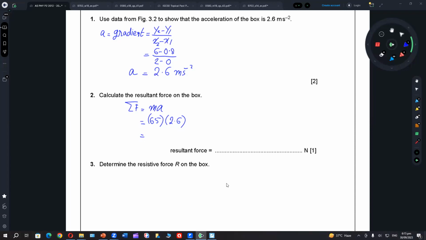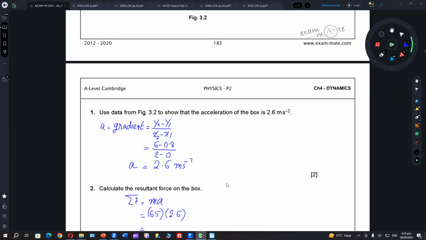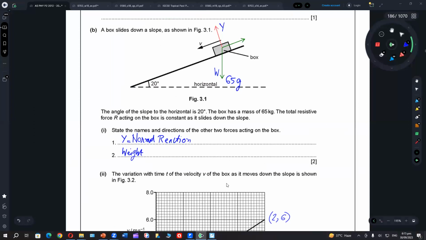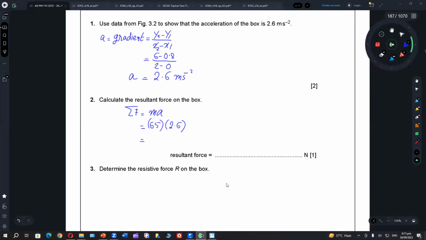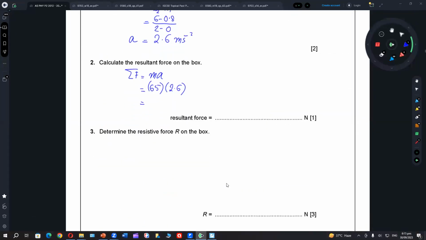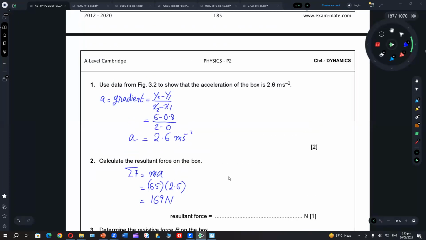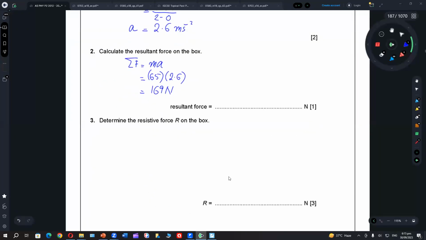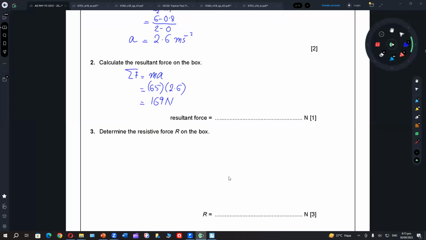Is it 65 kg? Let me double check. Yeah, it is 65 kg. Yeah, it's 169 newtons. 169 means three significant figures. If I read the question, I find the data they are giving is correct to two significant figures. So it's 170.